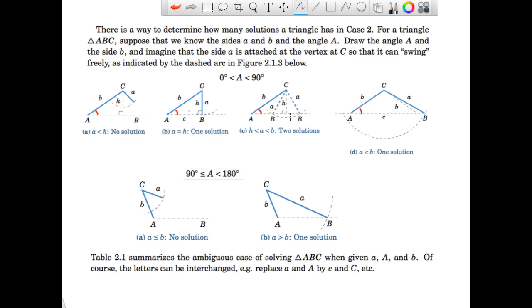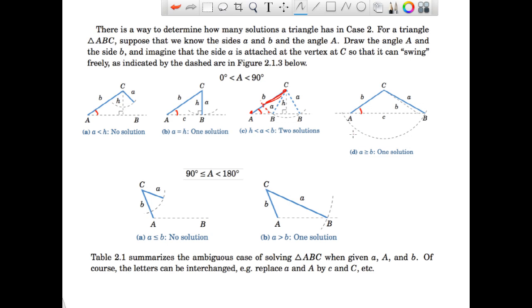So this is the ambiguous case. So a is larger than h, but a is less than b. So if you extend this over here, notice that from here to here is b, but from here to here, this is what a is. So a can rotate through b or side b. Now if a is longer than b, then once it rotates, it would rotate not through b, but beyond b over on this side. So then there's only one solution.